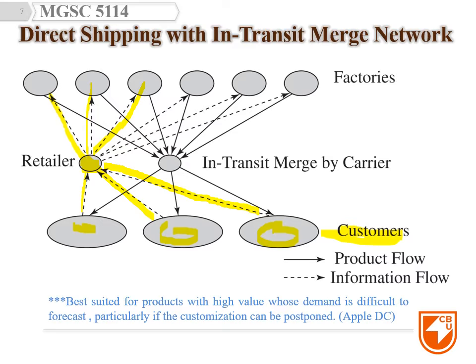Manufacturers will receive this order, will make the product or will supply from the current level of inventory, and will send the product not directly to the customer. They will send it to a center or facility which is called the in-transit merge by carrier. In this place, different manufacturers will send their products, and if a customer has ordered from two, three, or more different manufacturers or factories, all of these orders will be accumulated. Then a unique parcel will be sent directly to customers.